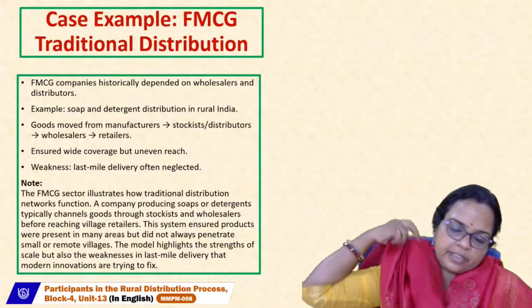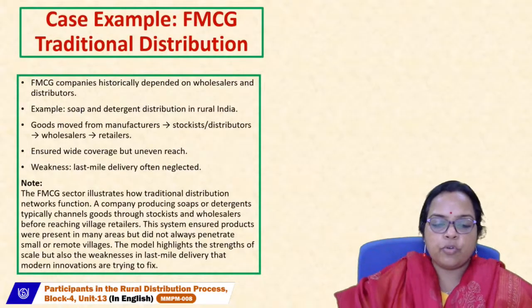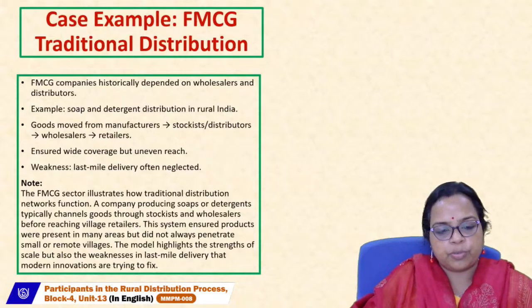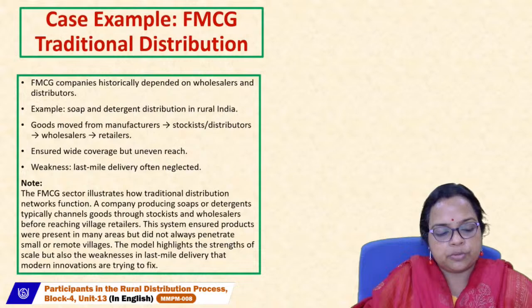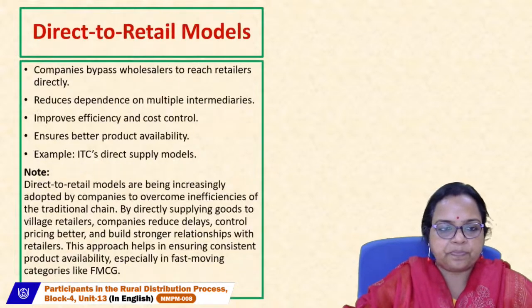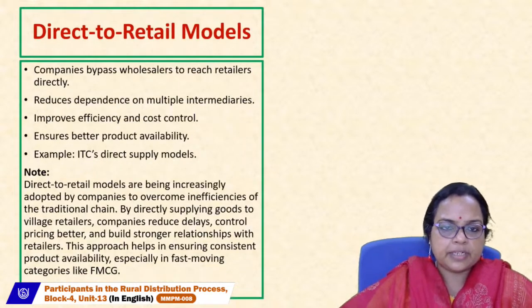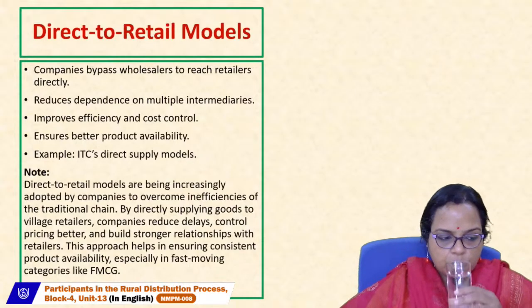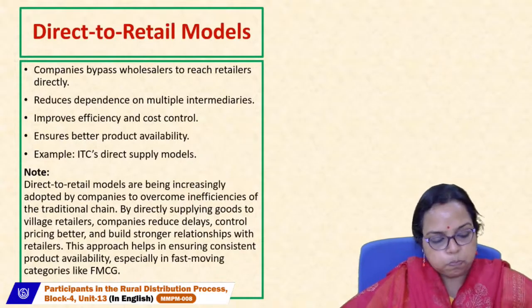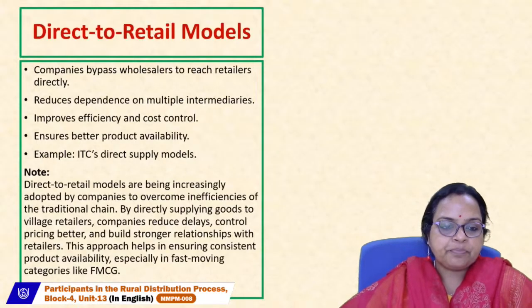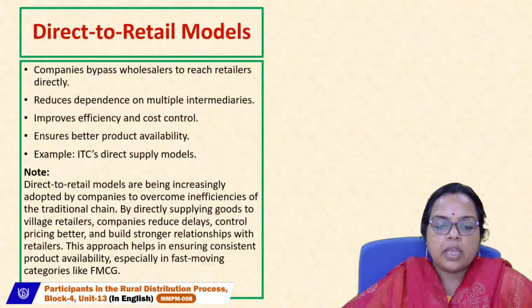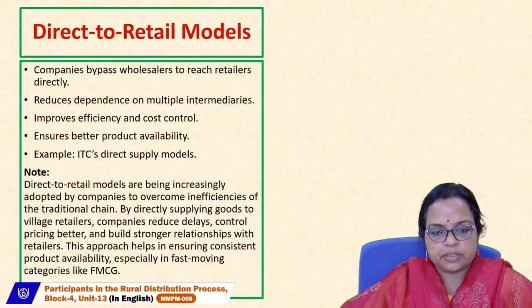Because this is a challenge, companies are thinking of innovative ways to fix it and bridge this gap, because they understood the traditional distribution channel has this problem. Then it comes to the direct to retail model. Direct to retail models are being increasingly adopted by companies to overcome inefficiencies of the traditional chain. Inefficiency is the challenge that we recently discussed.